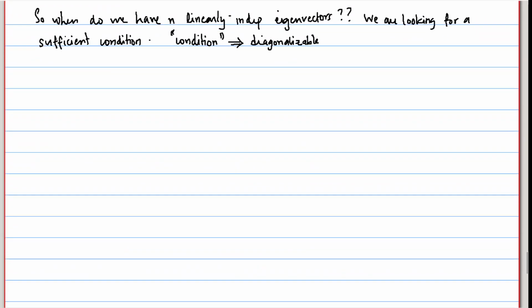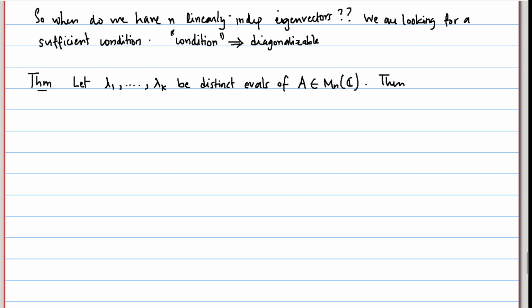So this is what a sufficient condition means. Let me state the theorem. Theorem states that let lambda 1 up to lambda k be distinct eigenvalues of a matrix A in M n of C. Then the set V1, V2 up to Vk is linearly independent.